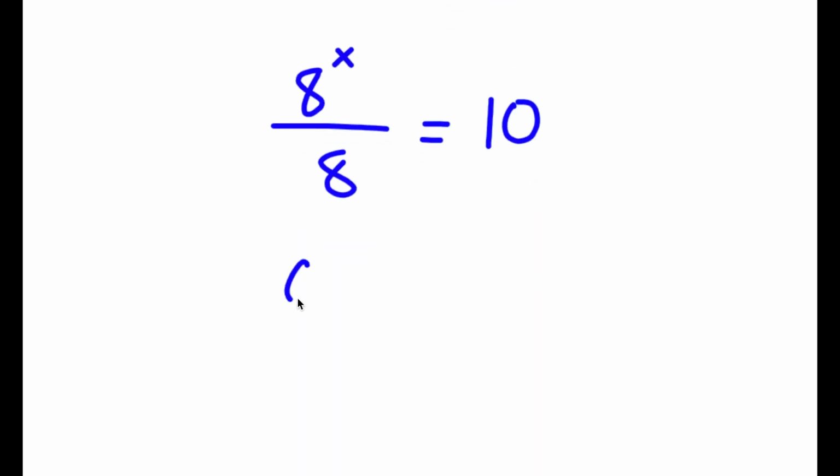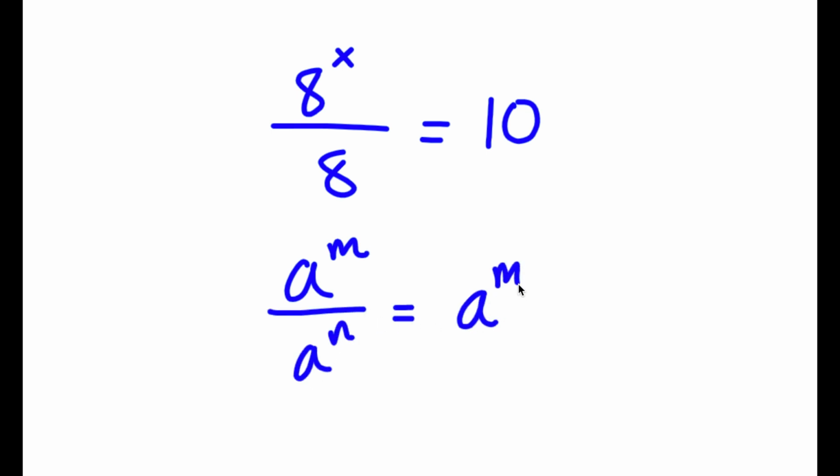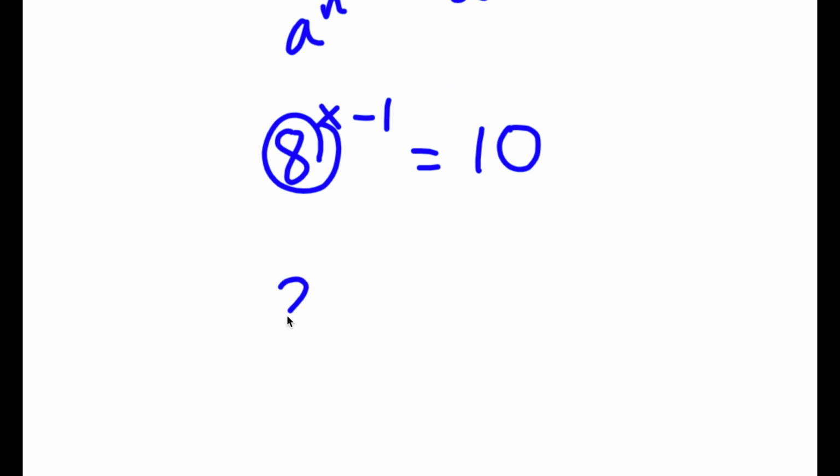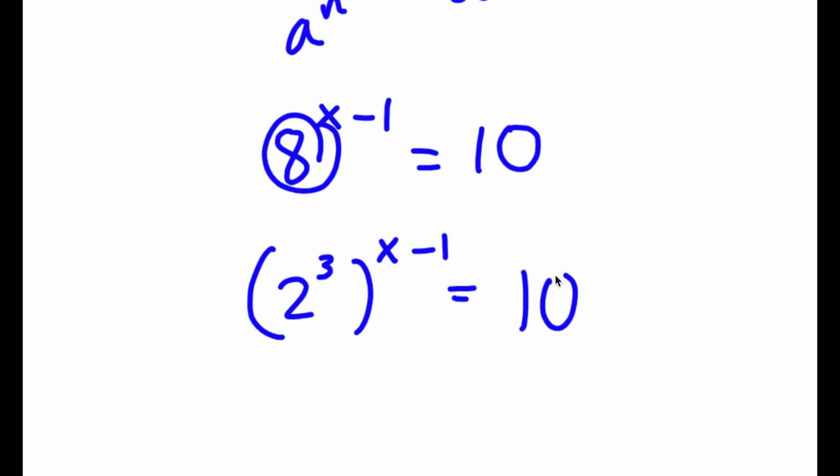Now, if I have something in the form a^m over a^n, this is equal to a^(m − n). So 8^x over 8, well, 8 is the same thing as 8^1. So I get 8^(x − 1) is equal to 10. Now, 8 I can rewrite as 2^3. So now I have (2^3)^(x − 1) is equal to 10.